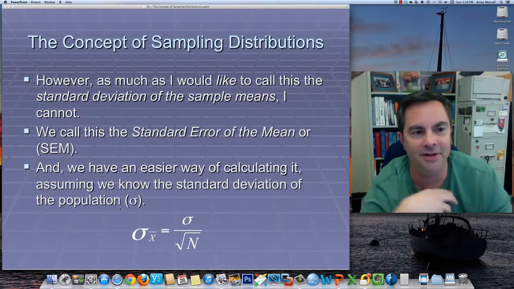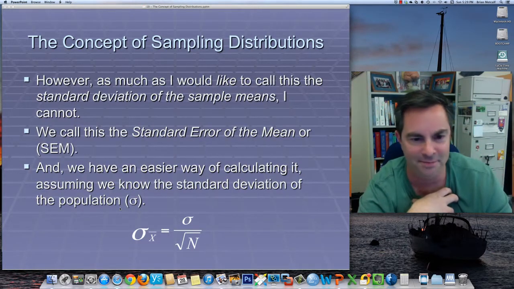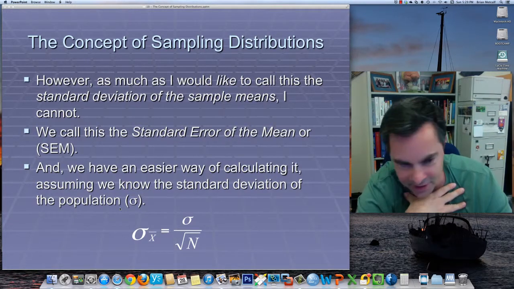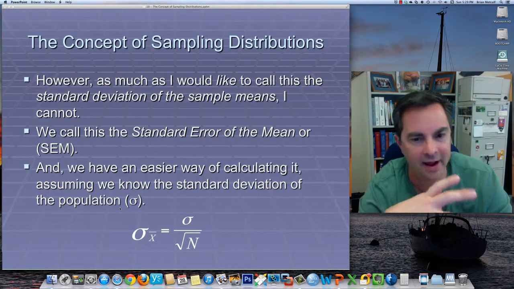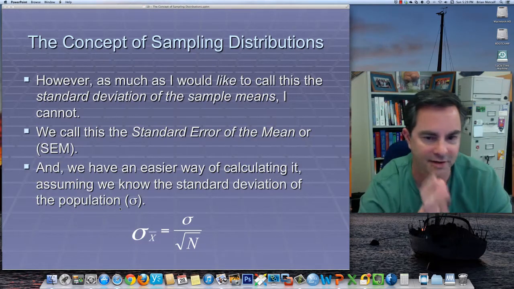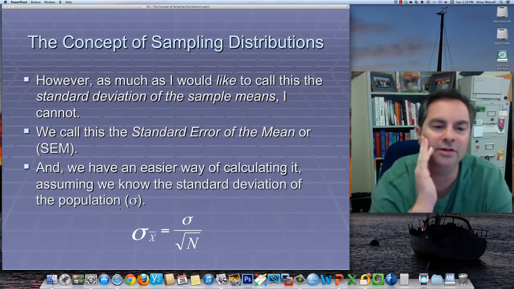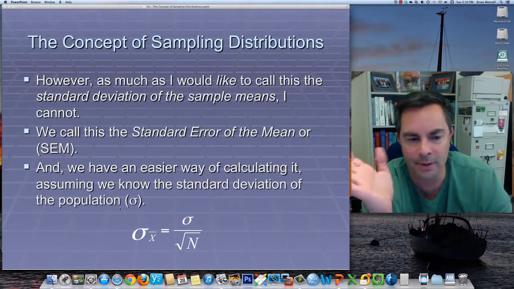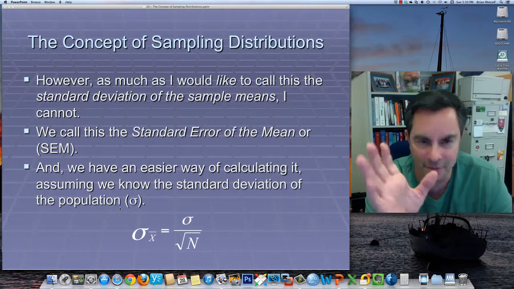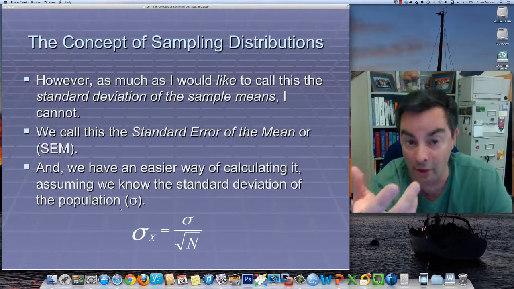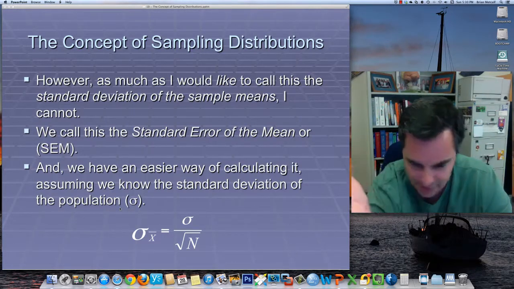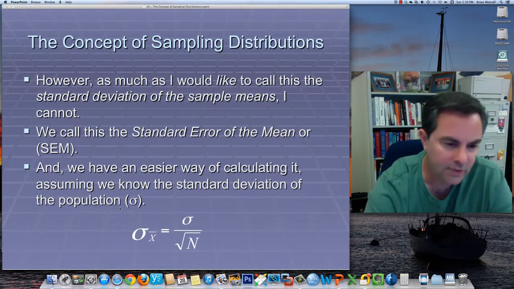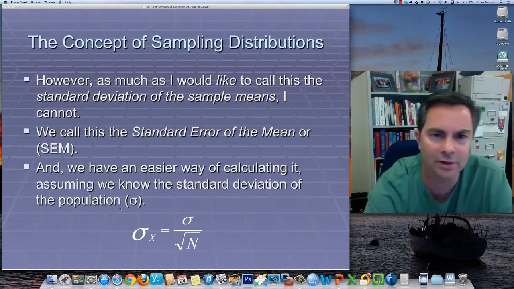Now, unfortunately, I don't get to name things. I think that's a better name, but I didn't get to name it. Others beat me to it, and those people decided to call this the standard error of the mean instead of the standard deviation of the means. This standard error of the mean, often abbreviated SEM, is often just called the standard error, the SE.